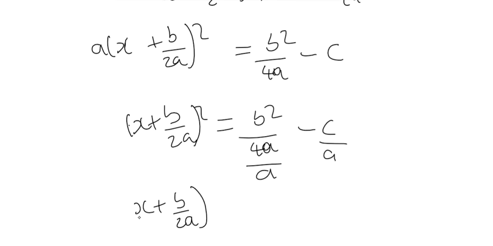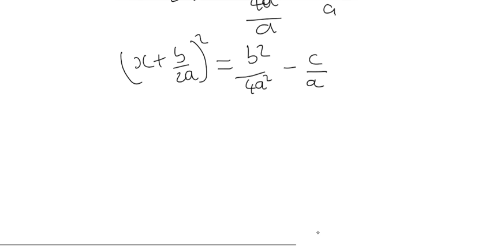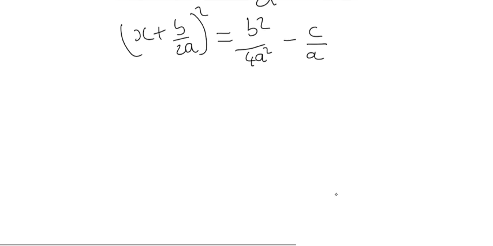So this thing simplifies to x plus b over 2a, squared, and then this side becomes b squared over 4a squared, minus c over a. That's a really good step that will lead us to the next major step.